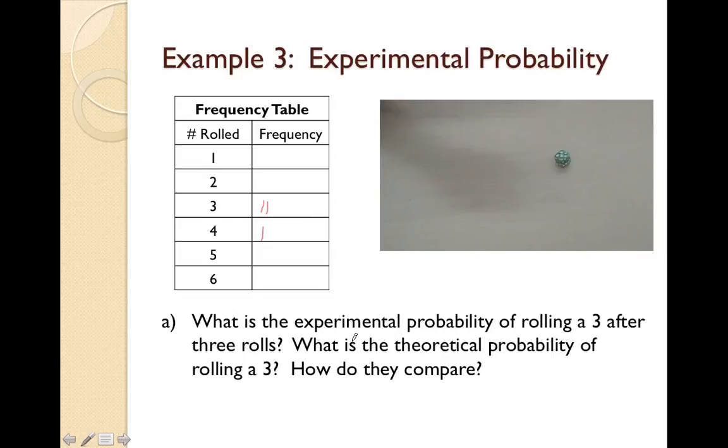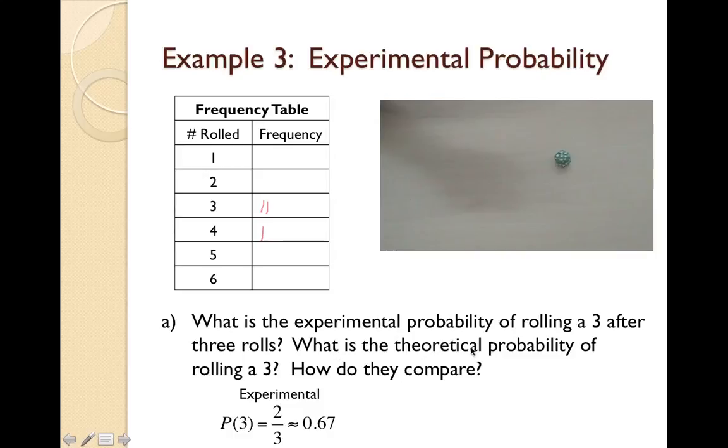Okay, so based on that, what is the experimental probability of rolling a 3 after just those 3 rolls? Well, the experimental probability is based on actual results. So our total number of possible outcomes now, well, right now we've had a total of 3 rolls, so our denominator in our probability is going to be 3. Of those 3 rolls, 2 of them have given me the desired outcome of a 3, and so my experimental probability of rolling a 3 would be 2 over 3, or about 0.67.